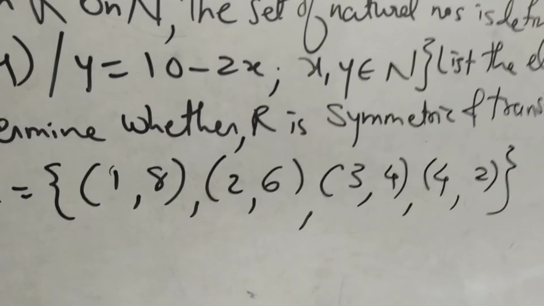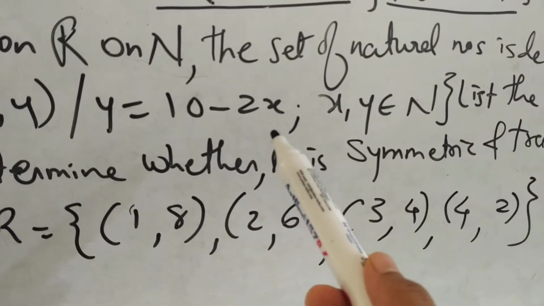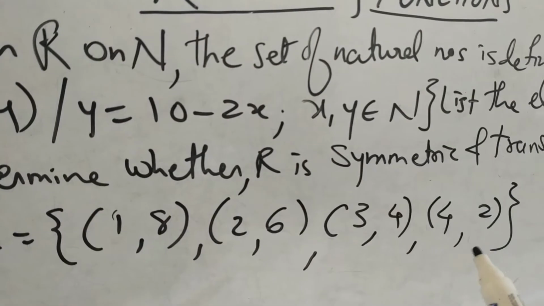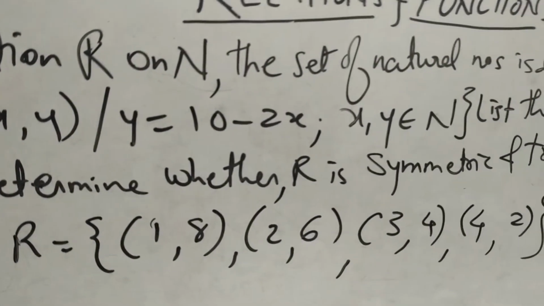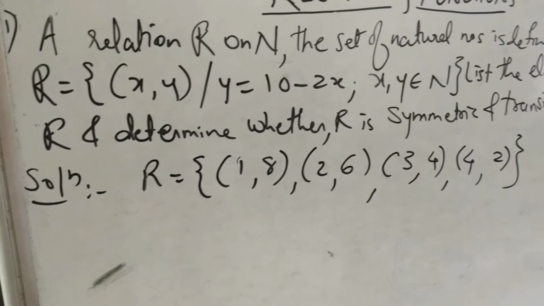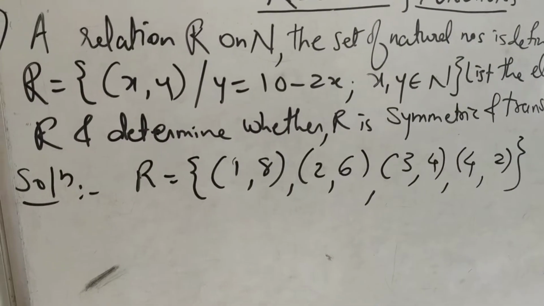And if I take 5, then 10 minus 2 into 5 is 10 minus 10, which is 0. 0 is not a natural number, so I cannot include (5, 0). So we have to stop here. These are the elements of R, and we need to check whether R is symmetric and transitive.